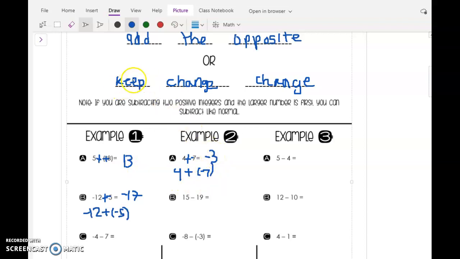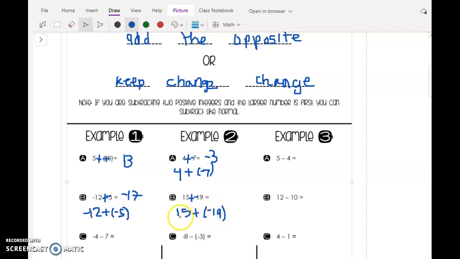Let's do another example. Keep, change, change. We'll do B, 15 minus 19. So keep 15 the same, change the subtraction sign to an addition sign, and then change this last number again. So 19 is a positive, so we're going to change that to a negative. I'll rewrite that for you. I don't know if the rewriting is actually any better or not. So negative 19 right over here.